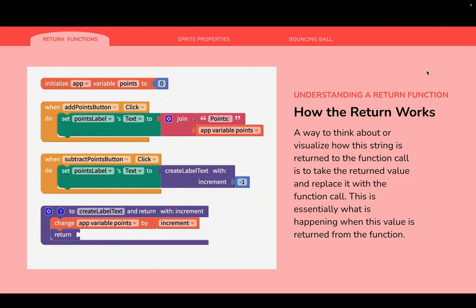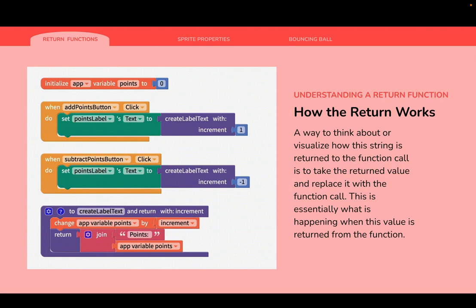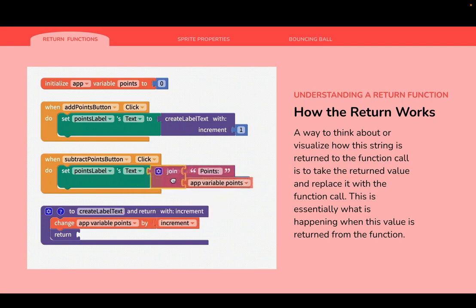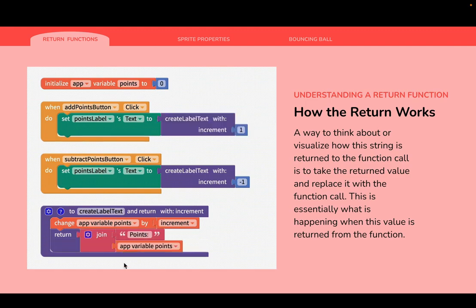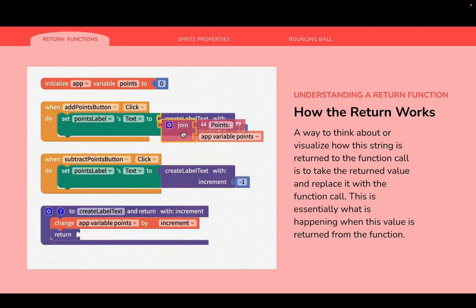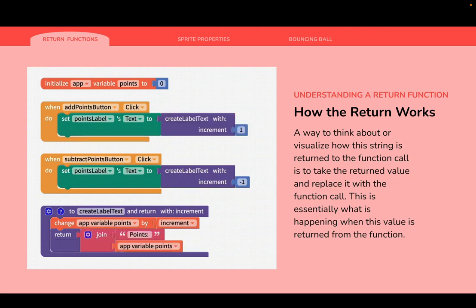As I mentioned, another way you might visualize how this works is by taking that return value and replacing the function call block with it. This will not call the function, and this won't have the correct functionality for the app. But it gives you a visualization of what's going on when that return occurs. Again, that value is handed back, put back to where the function was originally called, once the function is finished executing.